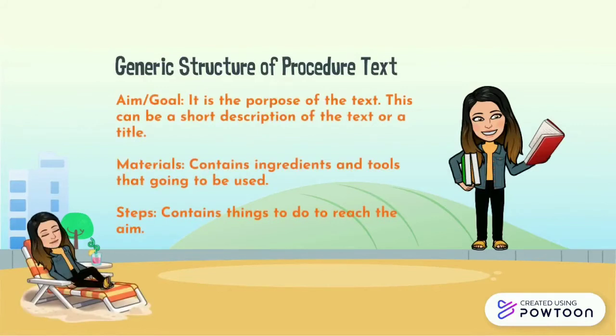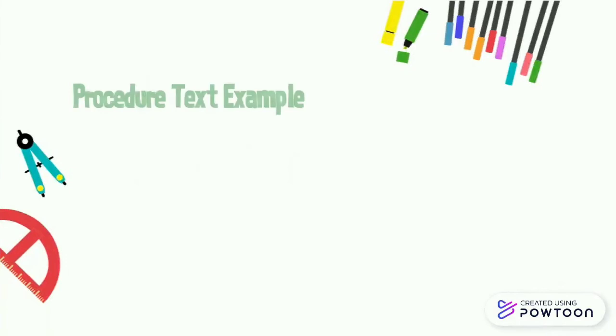First is aim or goal. It is the purpose of the text. This can be a short description of the text or a title. Second is materials. Contains ingredients and tools that we're going to use. Third is steps. Contains things to do to reach the aims, and additional is tips at the end.